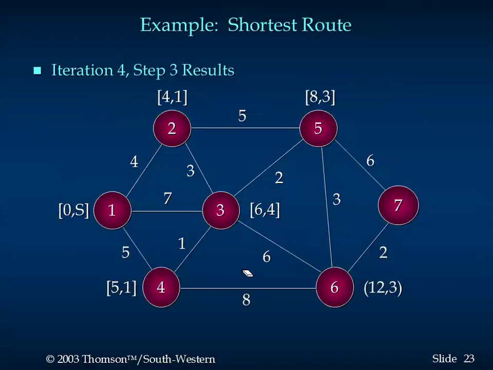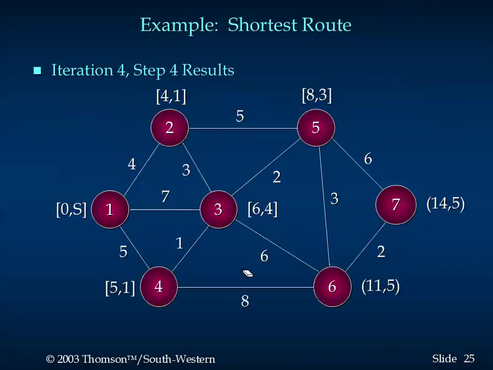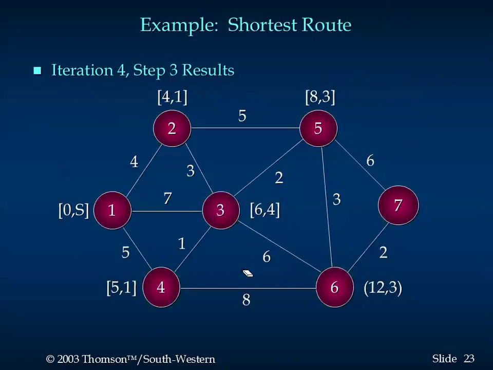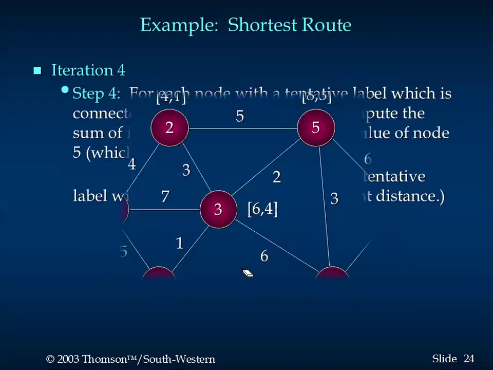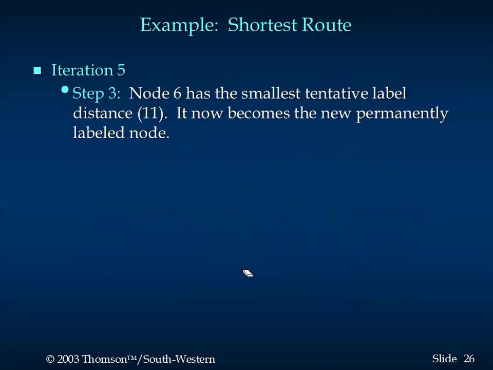Okay? That becomes permanent. And now we can read 7. So the label at 7 becomes 14, 5. Okay? 14, 5. And 8 plus 3 is 11 also, right? It was 12. 8 plus 3 is 11. So this becomes 11, 5 at 6. Then this becomes permanent. Okay, 11, 5 becomes permanent.